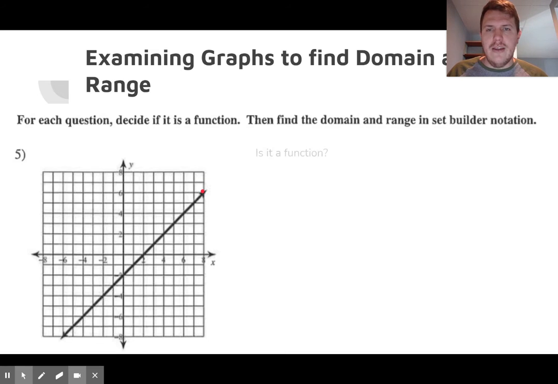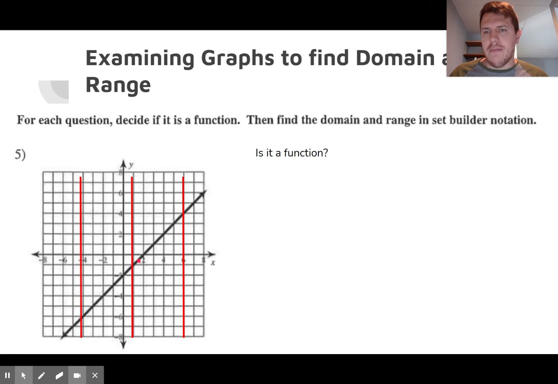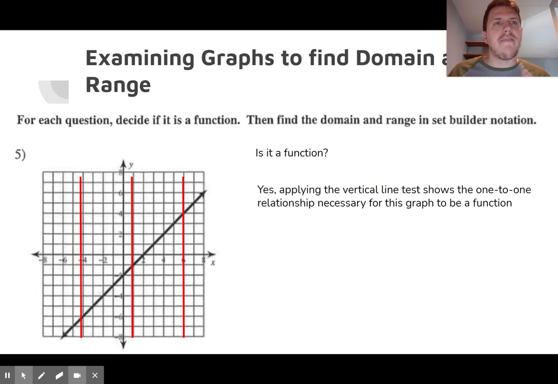So if I throw in my vertical lines here, using the vertical line test, is it a function? Here's how we can figure that out. Once again, each vertical line represents an input. If I have one input and it only intersects with the line once, that means there's exactly one output for it. So I have one point right here that represents one output, another point right here for this vertical line, and then another point right here where the vertical line intersects with the slanted line, which means there's exactly one output. So once again, there's that one-to-one relationship. Therefore, this is a function.